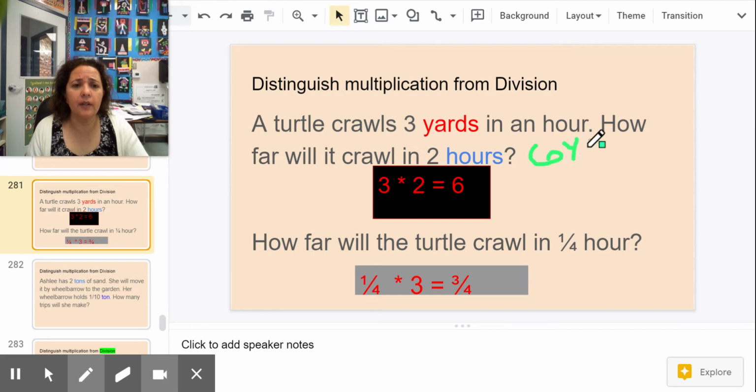And then our next one was 1/4 of an hour. So, not keep, switch, flip, right? That's for division. So it's just 1/4 times 3, which I can put a 1 over. 1 times 3 is 3. 4 times 1 is 4. 3/4. So it'll crawl 3/4 of a yard in 1/4 of an hour.